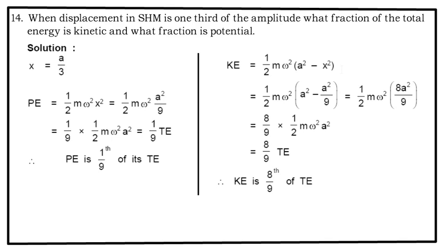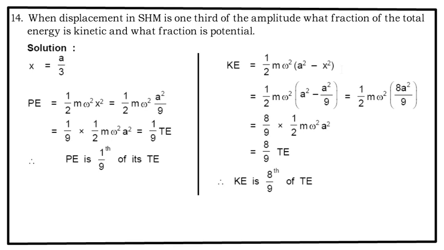So that becomes 1/2 m omega square a square upon 9. So now when you take 1/9 out, what is left is 1/2 m omega square a square. That is the formula for total energy. So PE is equal to 1/9 times of total energy.